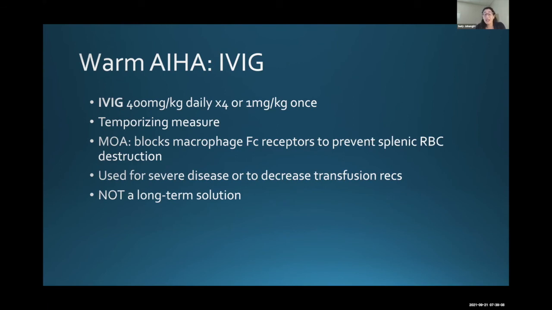Other treatments, IVIG is often used. This is administered either as four daily doses or a one-time dose, and this is really more of a temporizing measure. So what the IVIG does is it goes into the spleen and blocks the macrophages' Fc receptors so that the spleen doesn't cause phagocytosis and destruction of red blood cells, and it kind of overwhelms the spleen's ability to do that.